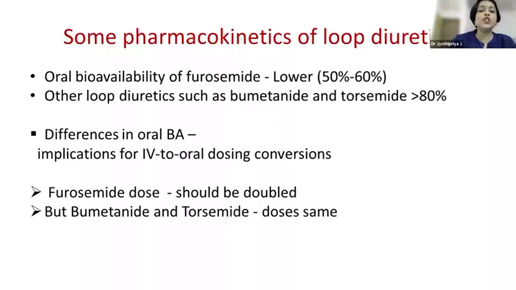So furosemide dose should be doubled. For example, if you are using 20 mg of intravenous furosemide, when we convert to tablet, it should be 40 mg of tablet. Whereas torsemide, we can go with the same dose, IV and oral, we can have the same dosage.